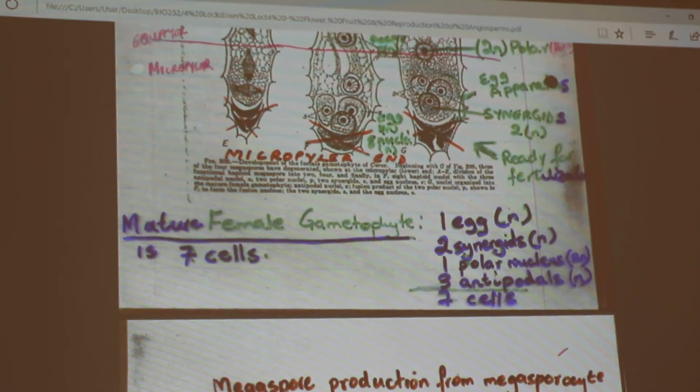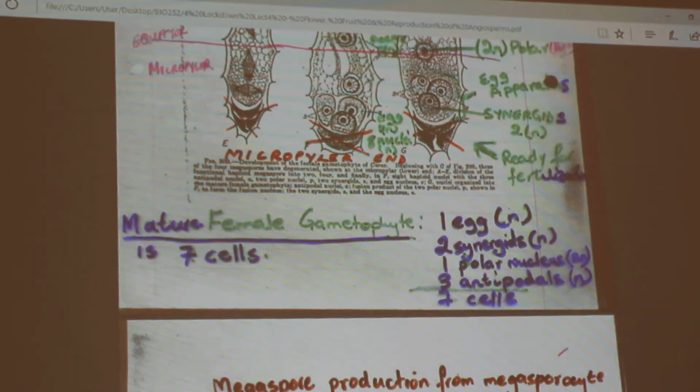So these 7 cells are, most of them, haploid, except for those that I've shown you have combined. These 7 cells are the female gametophyte. Note that the gametophyte is no longer a plant we can point at. It is just a number of cells. We have the egg, we have the 2 synergids, they are haploid. We have the polar nucleus, which is diploid. We have the 3 antipodals, which are going to die anyway. But before they die, there will be 7 cells. But the important cells are mainly these cells that remain here.